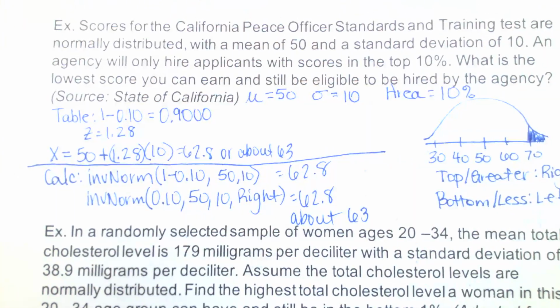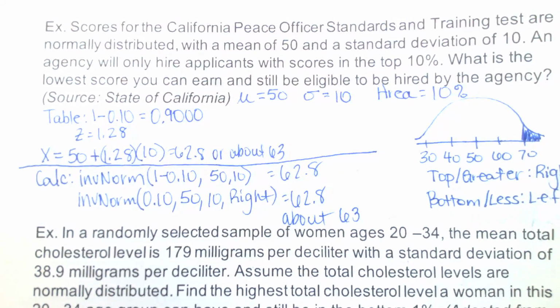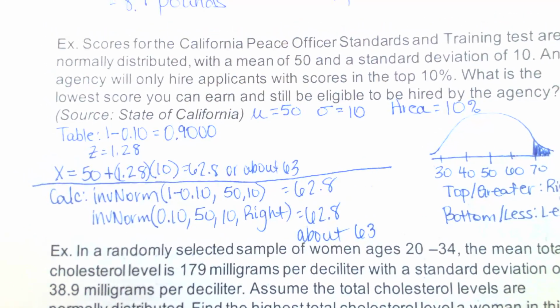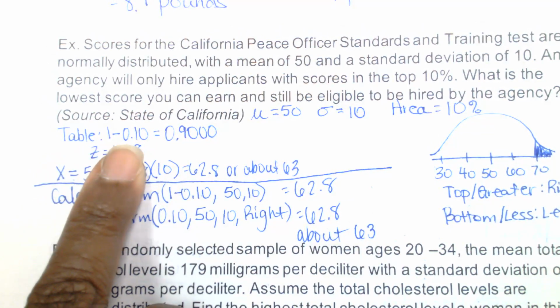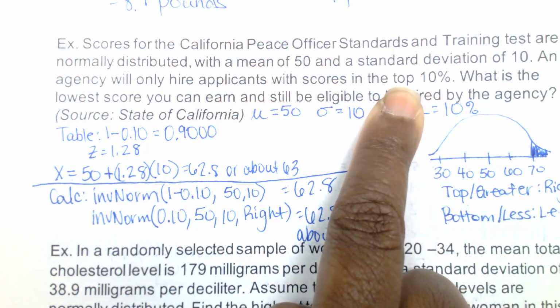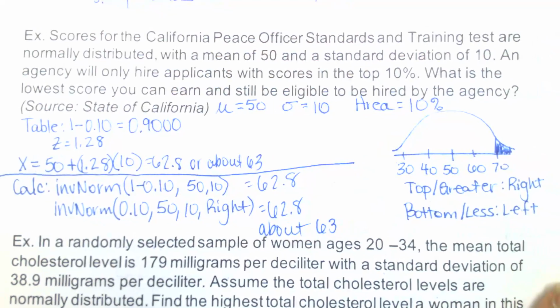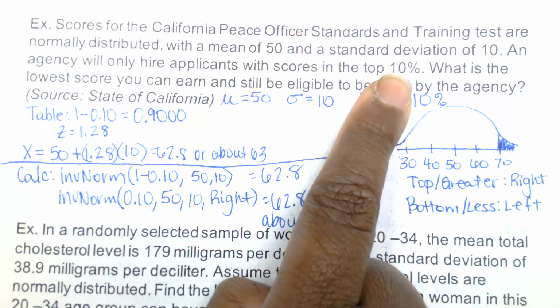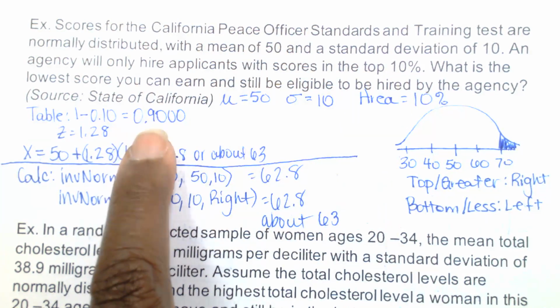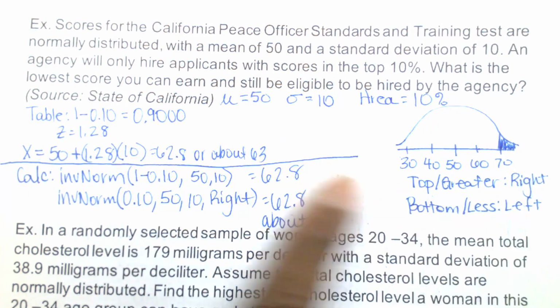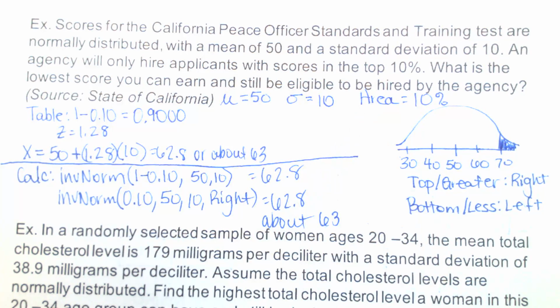Key thing to remember about this is some of you have left, right, center calculators. Some of you don't, so you may have to manipulate your work according to what type of calculator you have. If you're using a table, you have to know whether your area that's given is left, right, or center. So in this problem, top means right. So we had to take 1 minus this and find it on the table. If it's bottom or less, that means it's left. So we use it as is when it's bottom.